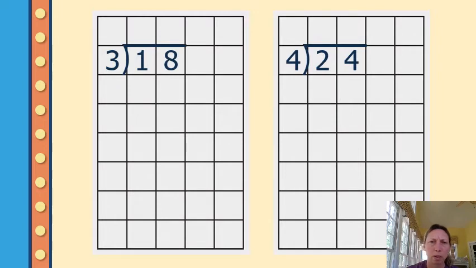All right, same with this one. This first digit is smaller than the divisor, so I can put an X there. I know 3 times 6 is 18. So I multiply and then subtract to get 0. All right, 4 into 24. The first digit is smaller than 4, so I can't divide that one. I'm going to divide it into 24. 24 divided by 4 is 6. 6 times 4 is 24. And then I subtract and I get 0.